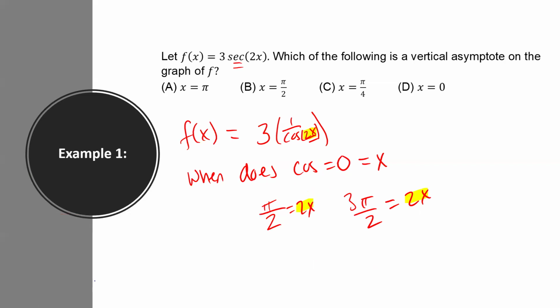Okay, so solving for x, dividing by 2 is the same thing as multiplying by a half, right? So we end up with pi over 4 as an option, and it's there, so I can stop. Cosine 2x.